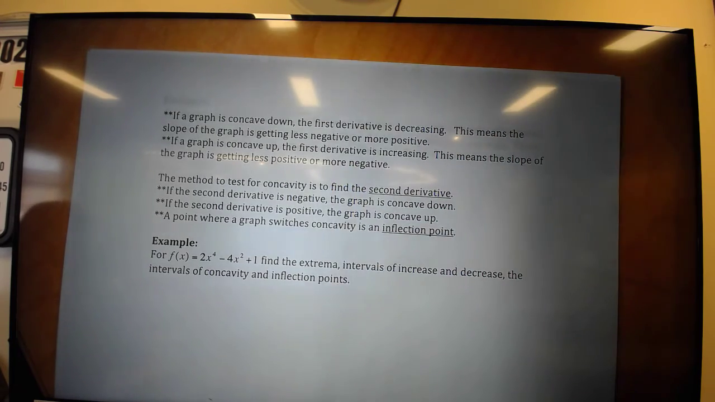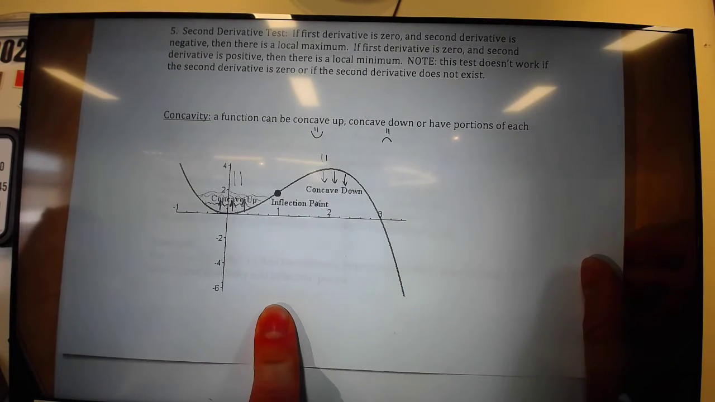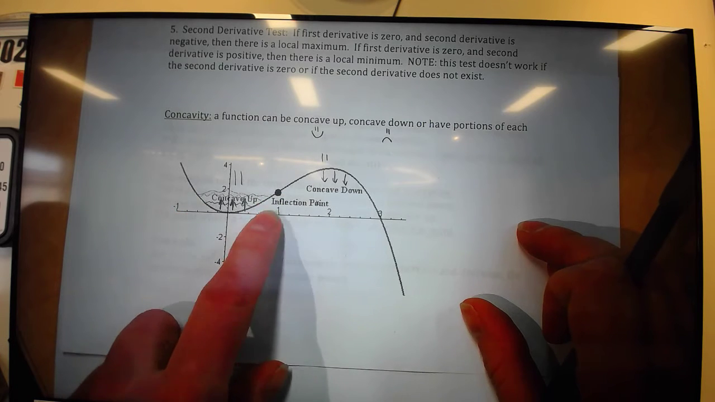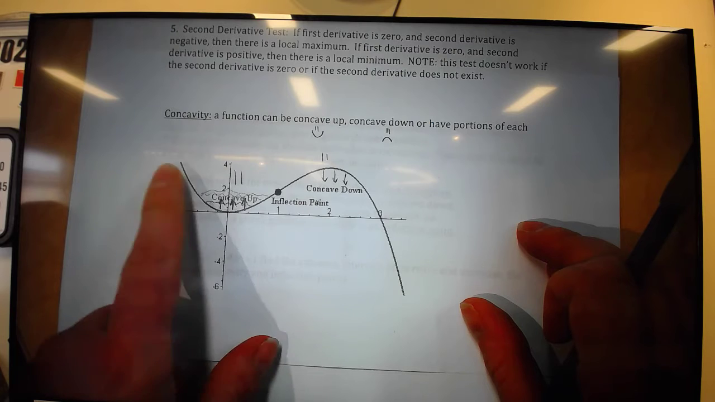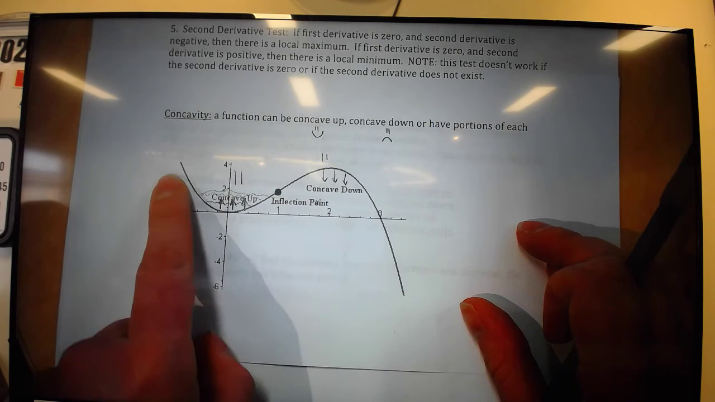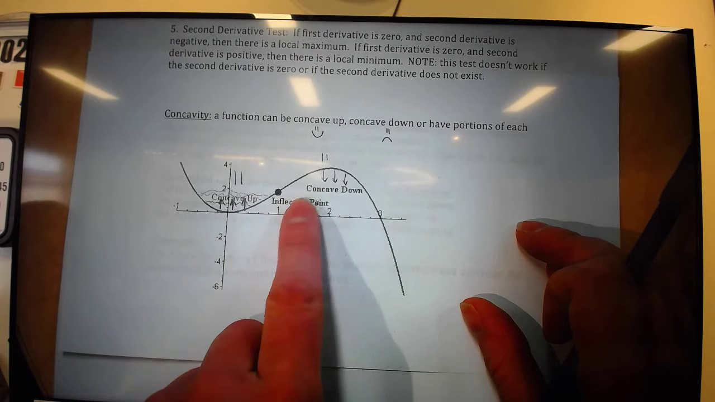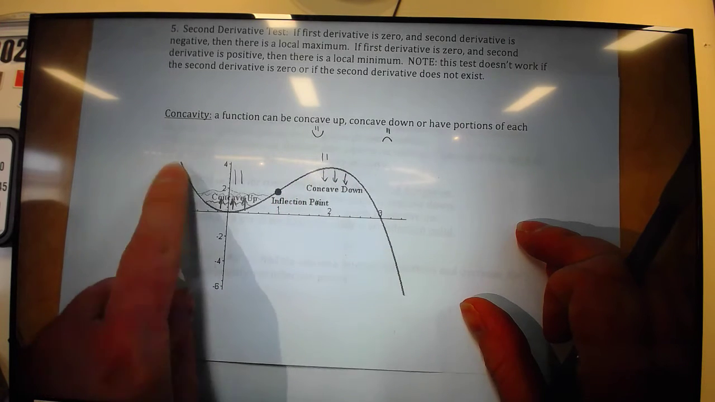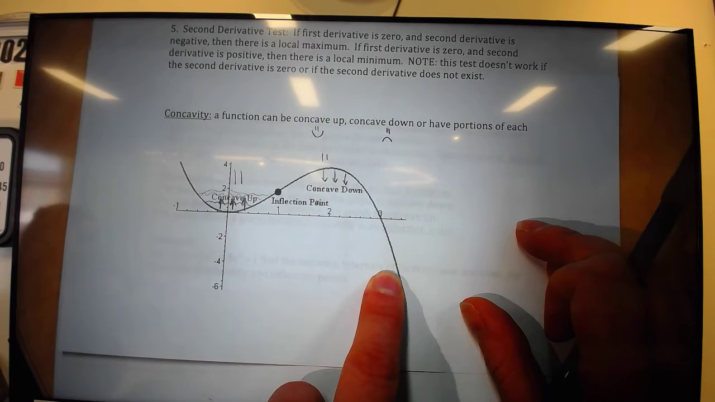So if we kind of look back at our picture there, see how here we've got a concave up, where as we are going from left to right, our slope is increasing. So it's going from negatives to positives. As we're doing concave down, it's going from positives to negatives, right?